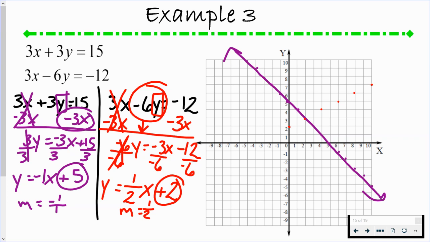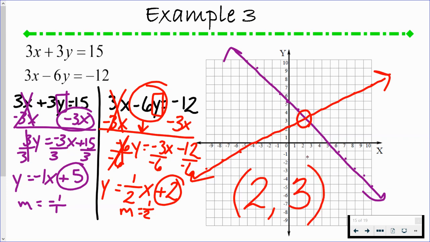So I'm going to go now down 1, left 2, and continue that pattern. Now I'm going to draw my line. And here is my intersection, which is 2, 3. Again, if they intersect at one point, that means there's one solution, and you identify your solution by writing the ordered pair.